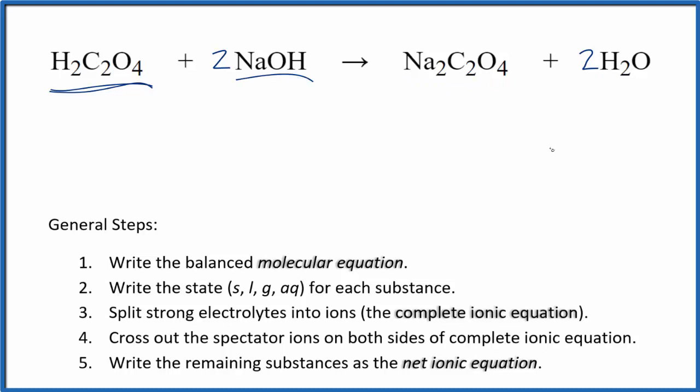So the first thing we need to do with net ionic equations is balance the molecular equation. I've already balanced the molecular equation here, so that's done. Next, we need to write the state for each substance.